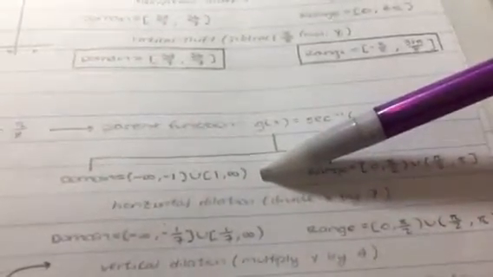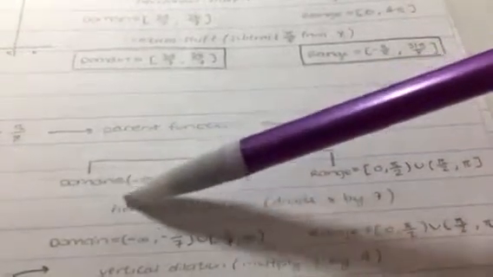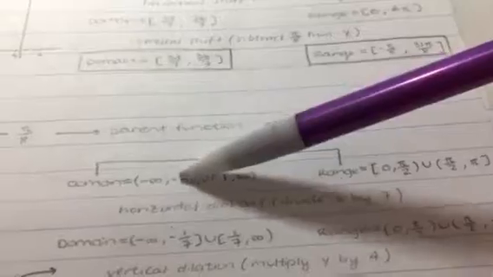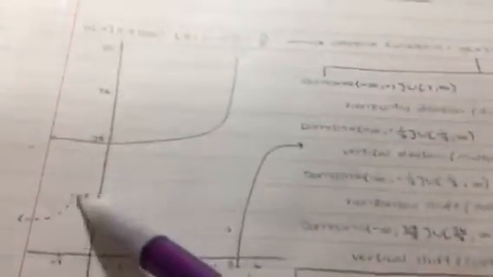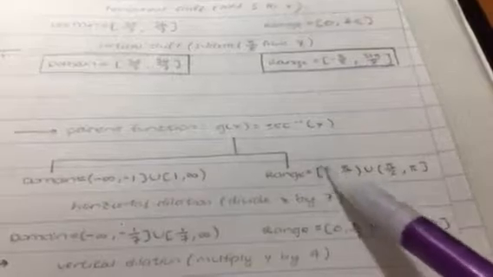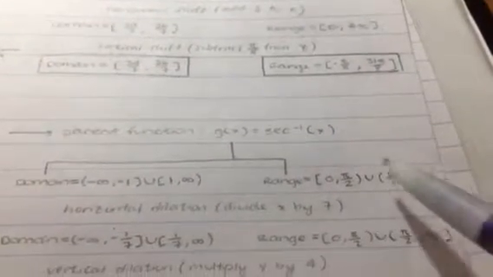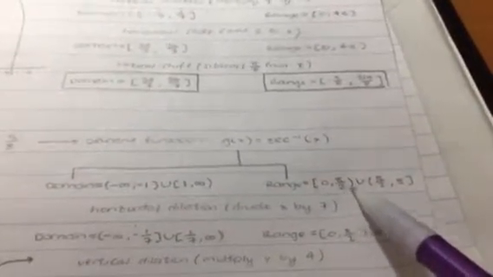So the domain of the parent function is -infinity to -1 union 1 to +infinity, and this is a parentheses, bracket, parentheses, because you're including -1 and 1, as you can see. I drew that on the graph. And the range is, this time the bracket is here, so bracket 0 to pi over 2, parentheses, union, parentheses, pi over 2 to pi, bracket, and these are parentheses because this is the asymptote here.